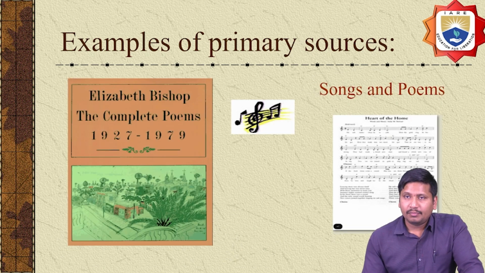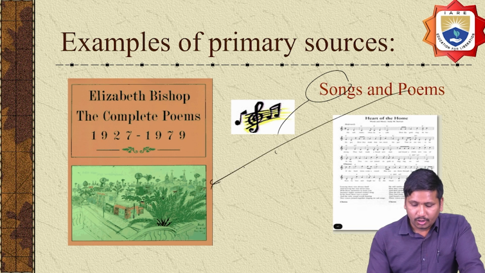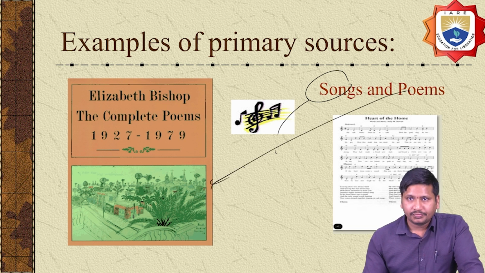Some other examples of primary sources are songs and poems. Whatever the songs may be, and the poems that I have written, come under the examples of a primary source. The songs that have been sung by individual singers are a primary source. And the poems that were initially written, like in textbooks, which many children have learned, also come under the primary source.